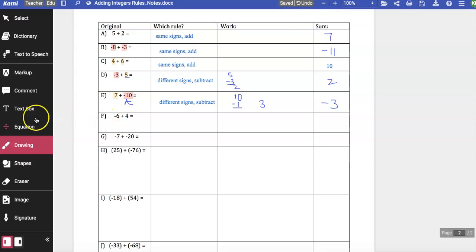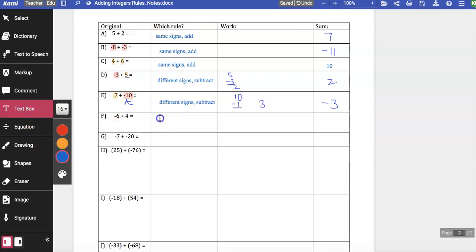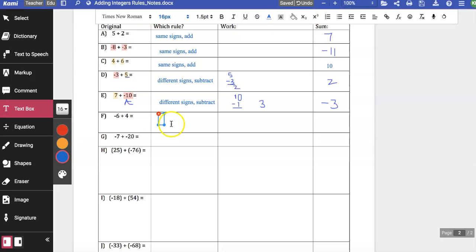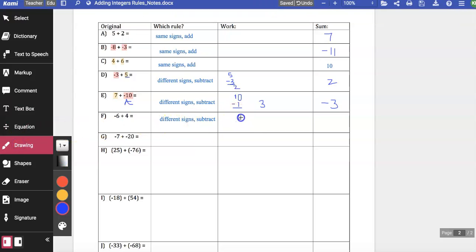Letter F. I think we're ready to just start typing. So we have a negative 6 and a positive 4. So different signs we subtract. So 6 minus 4 gives us 2. And we have more negatives. We have 6 negatives versus only 4 positives, so the answer is going to be negative.